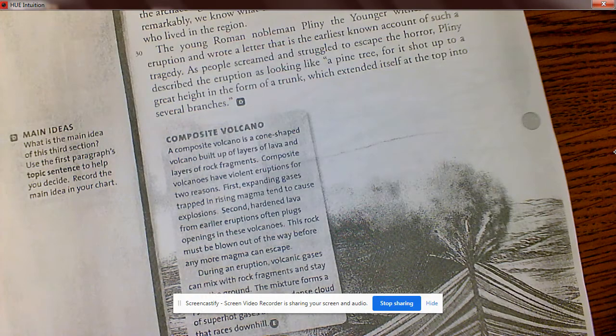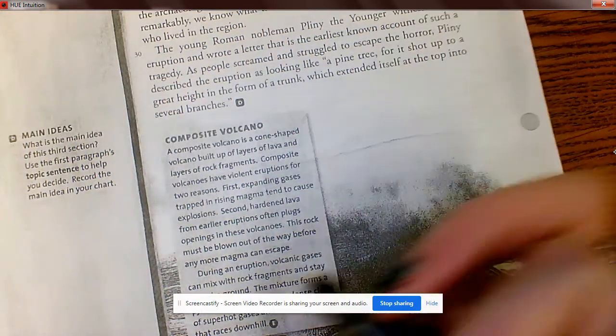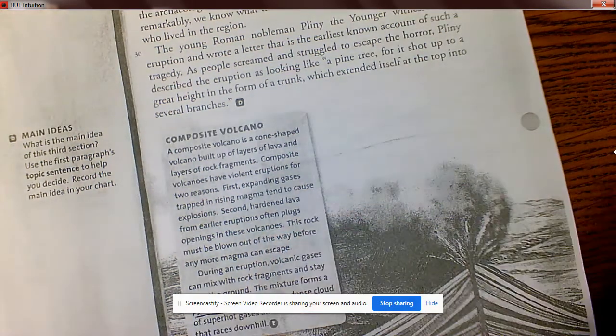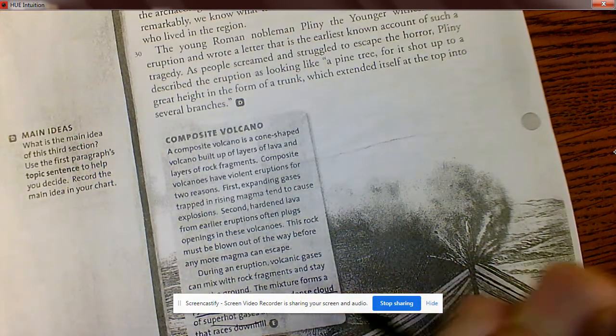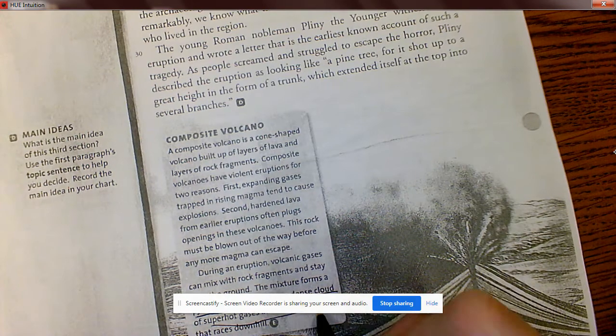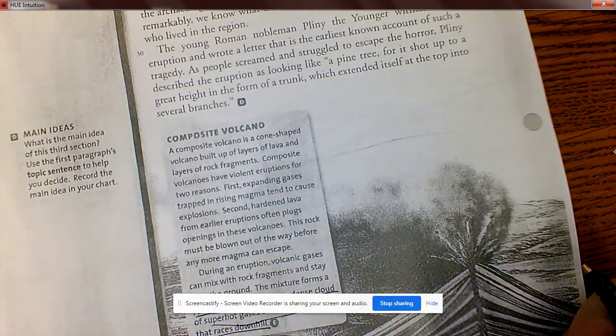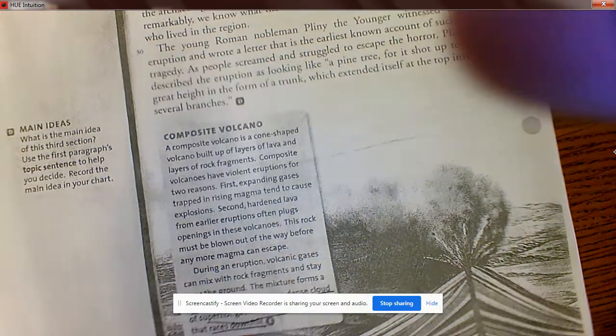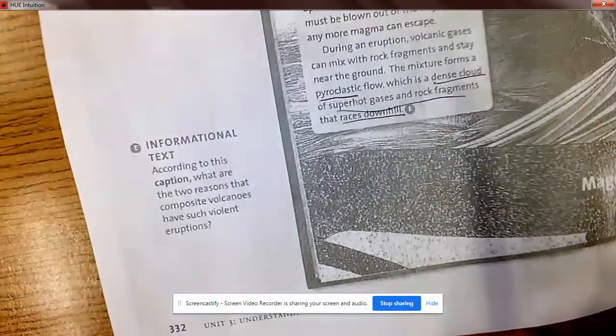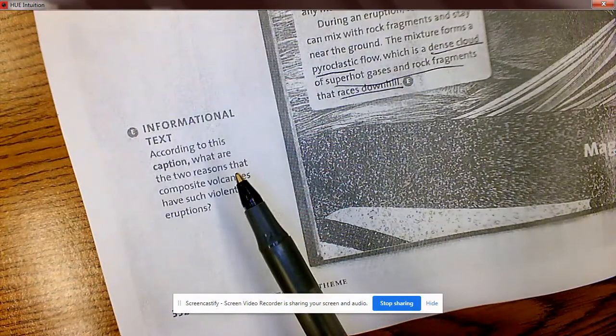Now, as I'm reading that, I should be actively reading and marking it up. I see this word here, I don't know what that means, and that is a dense cloud with superhot gases and rock fragments that go downhill. Down here, the informational text, this reminds me of what I just said before I started reading.